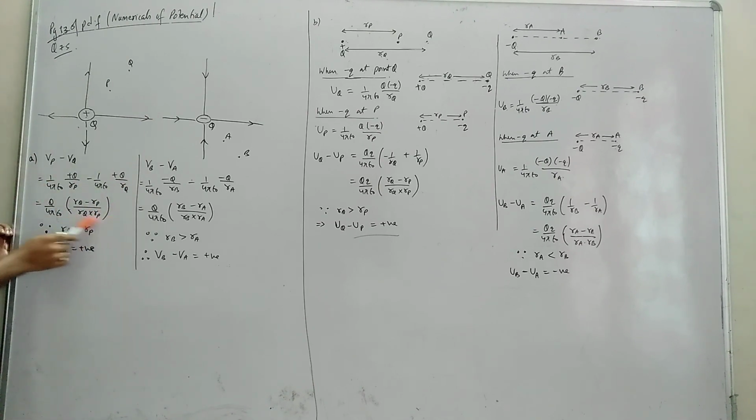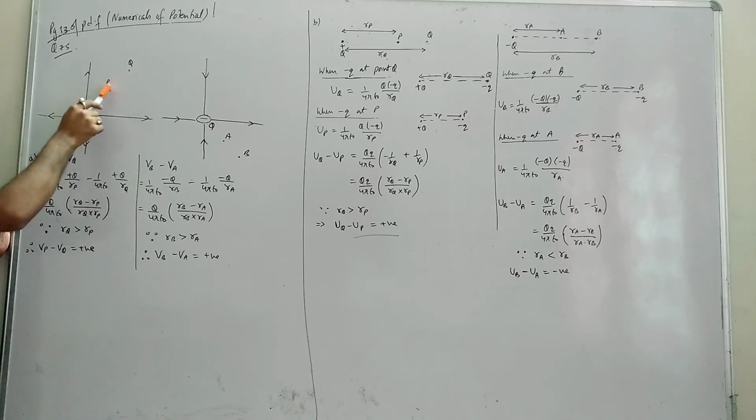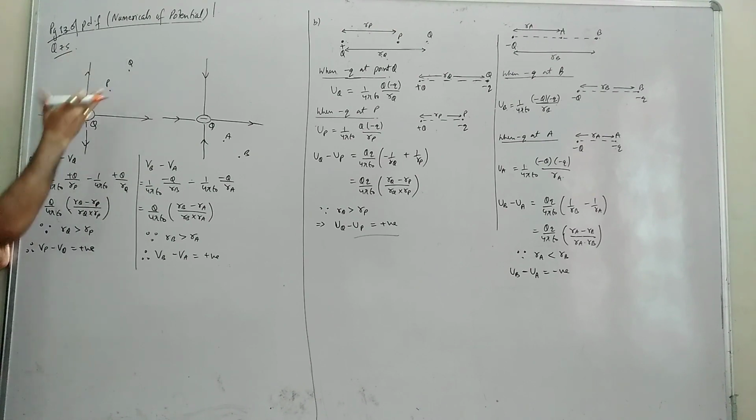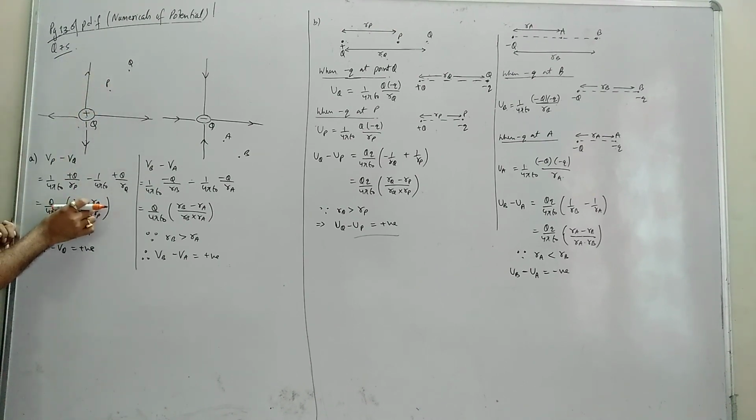Now see here, everything is visible. Rq minus Rp: Rq is bigger than Rp, so this subtraction is positive. That's how it is written. Since Rq is greater than Rp, that means this is positive, and that means this whole thing is positive.